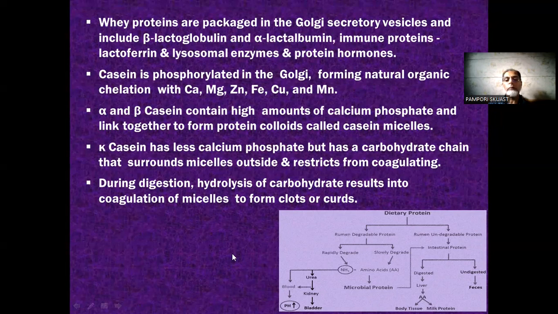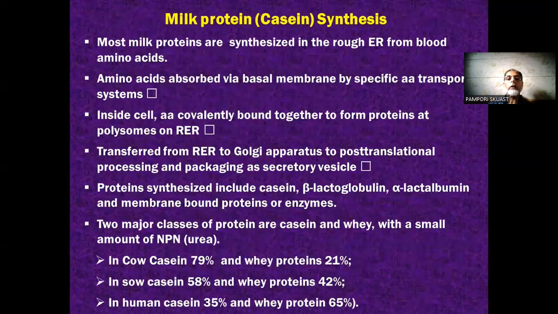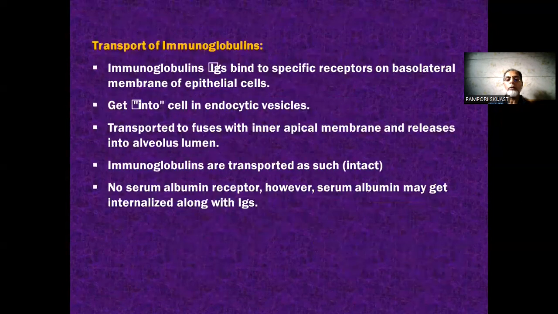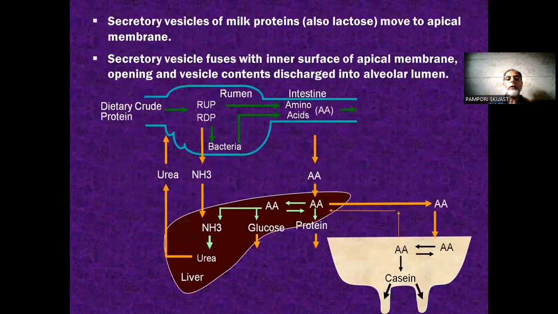Then, as the lactose is being produced, similarly this too is being produced. So this is how these proteins, the caseins and the whey proteins, are being produced from the amino acids coming from the dietary protein.